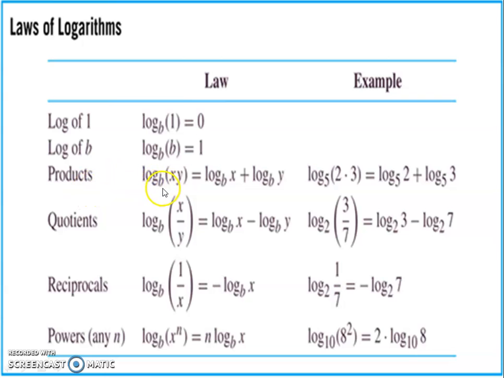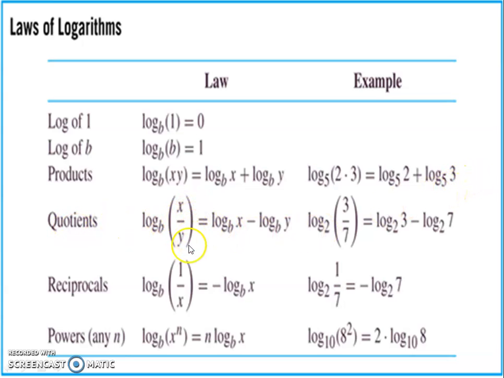Product law: log of x into y to the base b is equal to log x to the base b plus log y to the base b. We take an example. If I put x equal to 2 and y equal to 3 with base 5, it is equal to log 2 to the base 5 plus log 3 to the base 5.